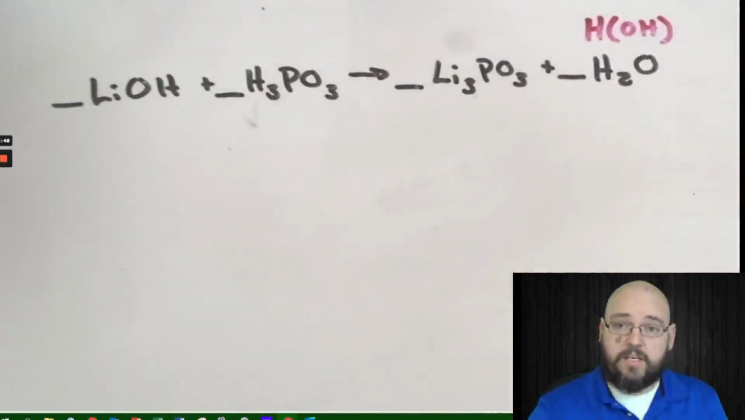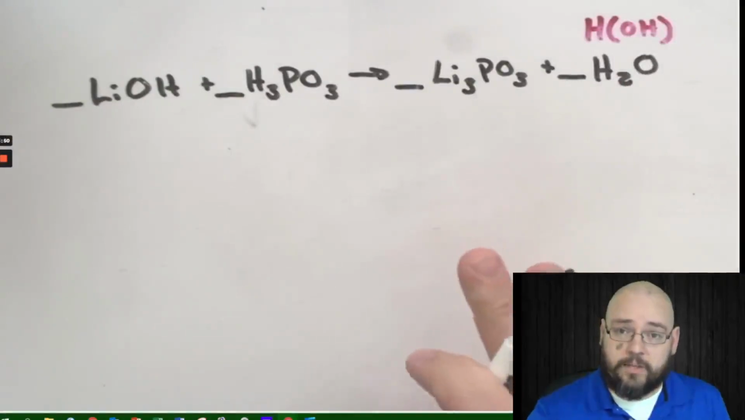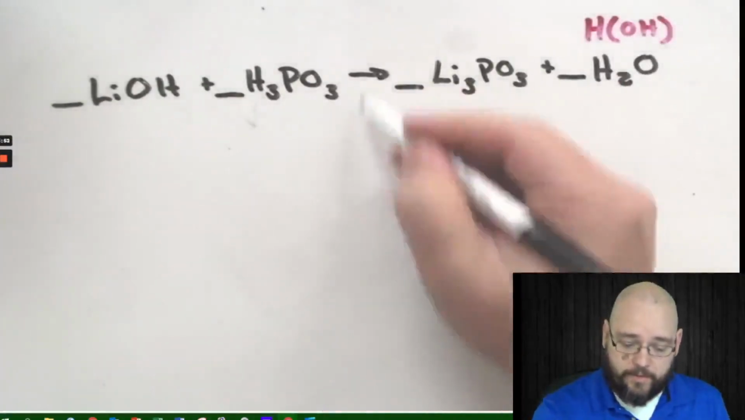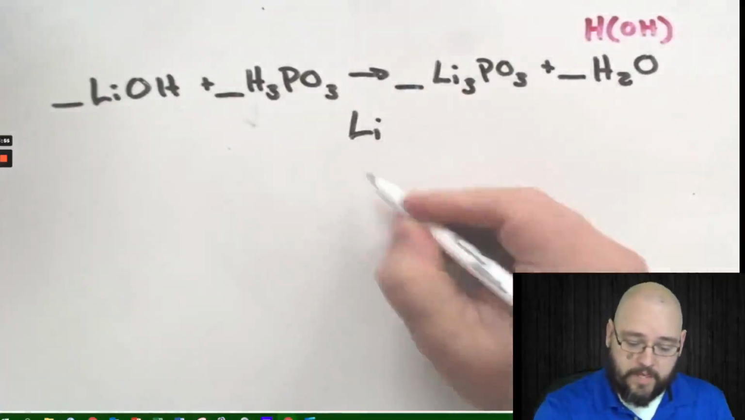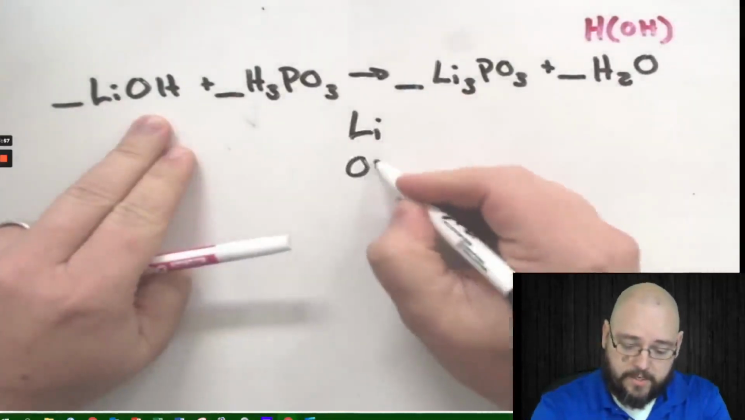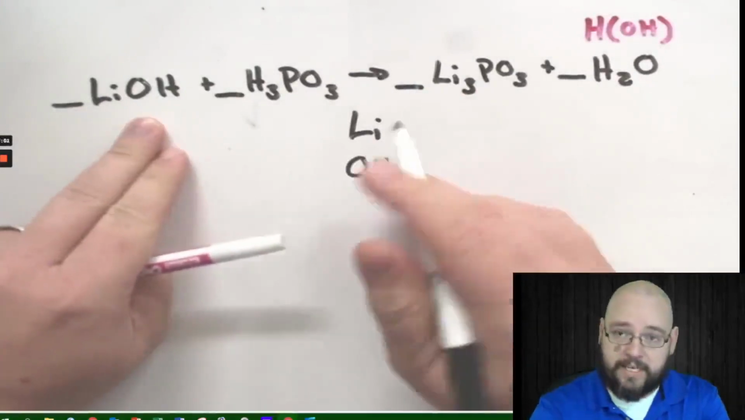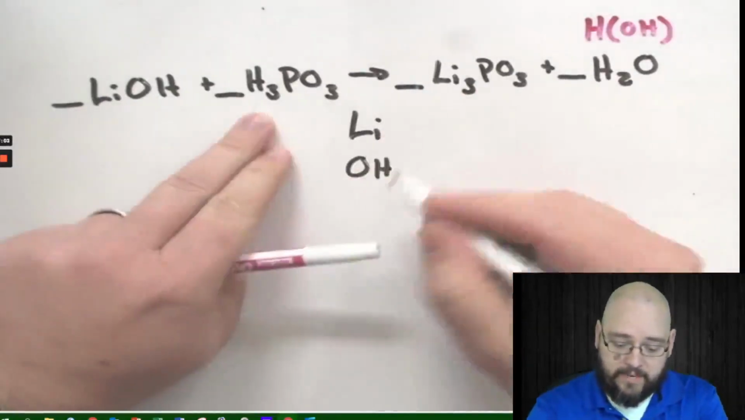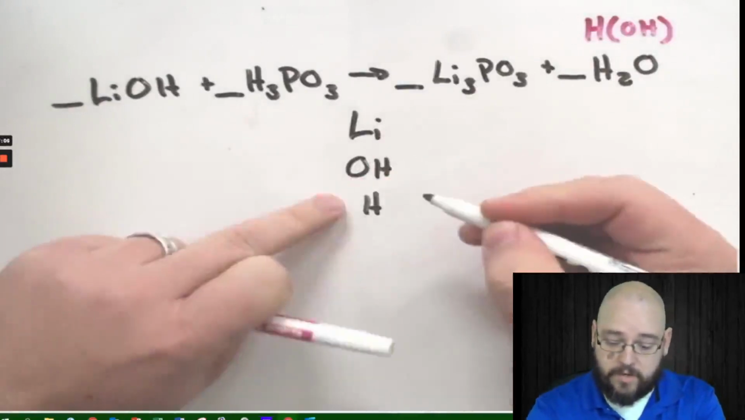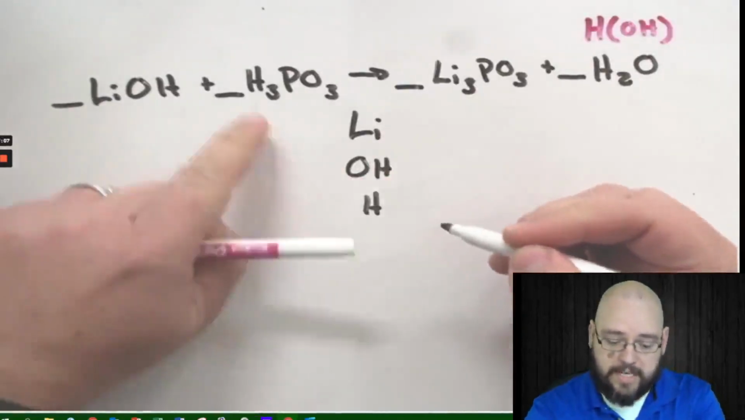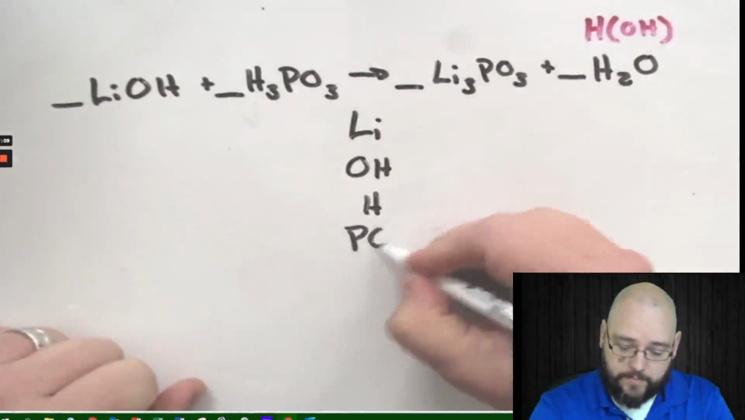So that's the elements that we're going to write down here. We have lithium, and then there's hydroxide, and I'm going to treat hydroxide. Every time I see OH, I'm going to treat it like an element, and then I have hydrogen, not the hydrogen that's part of the hydroxide, and then I have phosphite.